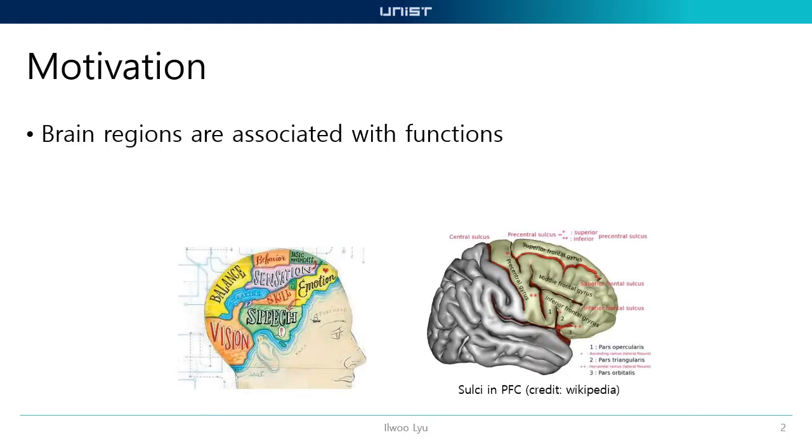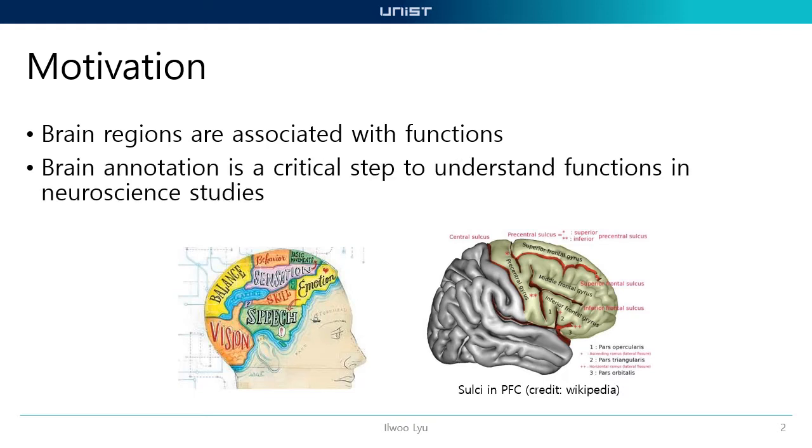So here's the motivation for our study. Brain regions are associated with cognitive functions or behavior. So all the regions are connected to some specific functions. And also, as we know, sulci in our brain are also associated with these functions very deeply. So brain annotation, meaning the labeling of cortical surface, is a very critical step to understand such functions in neuroscience studies.